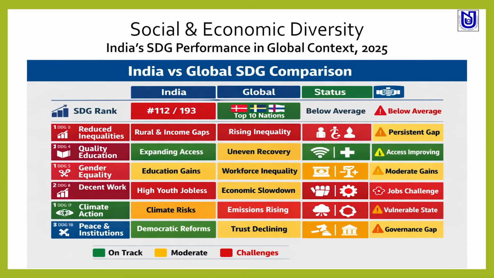Now we have to make an overview of India's SDG performance in the global context in 2025. In this scenario, India ranks approximately 112th among the 193 United Nations member states, reflecting the need for gradual progress. Although there are notable achievements in education access like SDG 4 and governance reform in SDG 16, however, inequality, that is SDG 10, youth unemployment, SDG 8, and climate vulnerability, SDG 13, remain critical challenges in India.